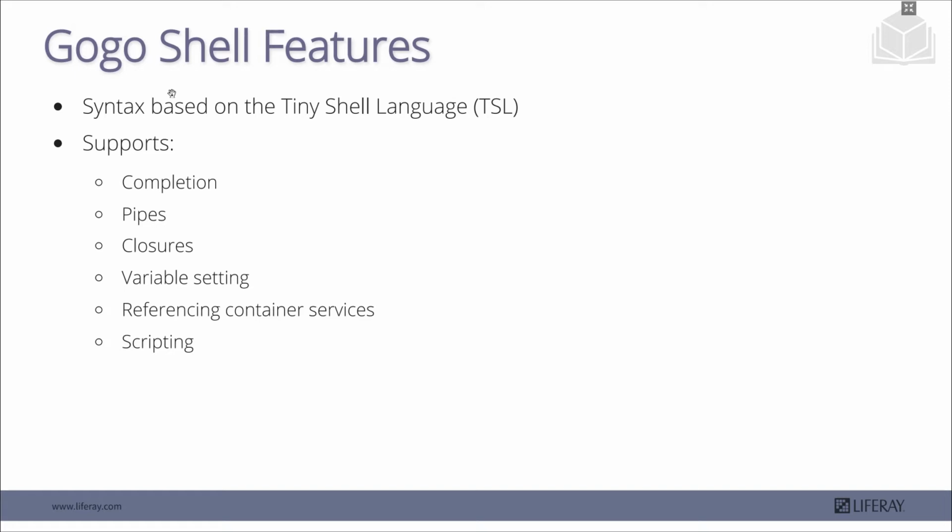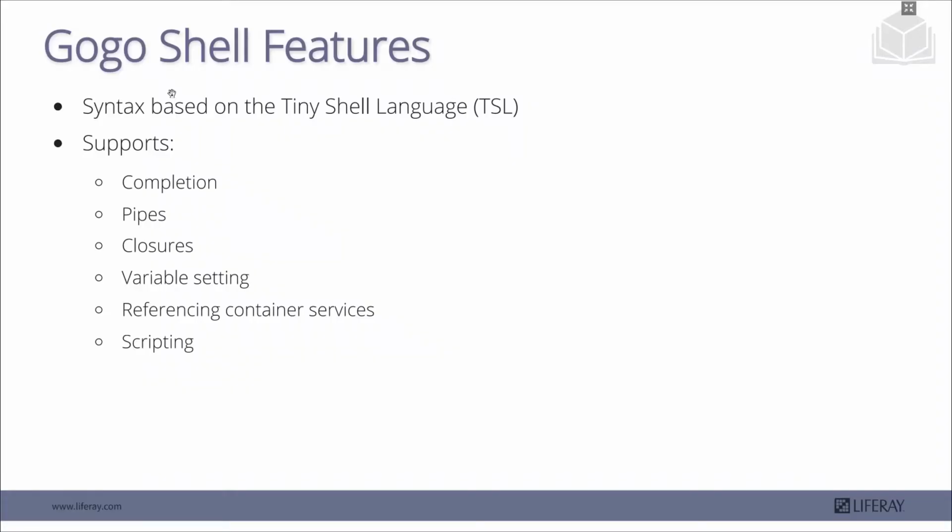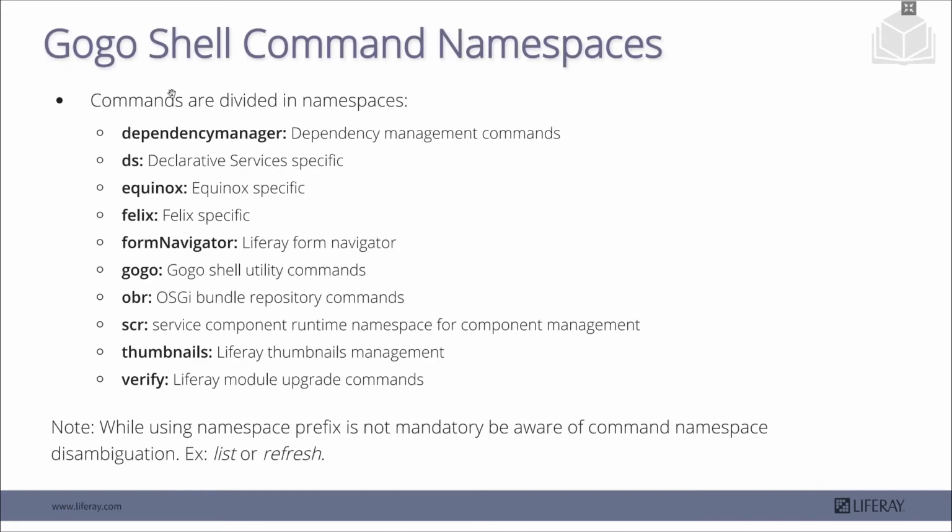The Gogo Shell is based off of Tiny Shell Language, or TSL. All of that to say that if you're very familiar with a terminal in Unix or OS X, a lot of the same things you can do over in that world, you're also able to do over here within the Gogo Shell. Things like piping and variable setting and scripting, and we have a full list over here. But one of the cool things is things like piping.